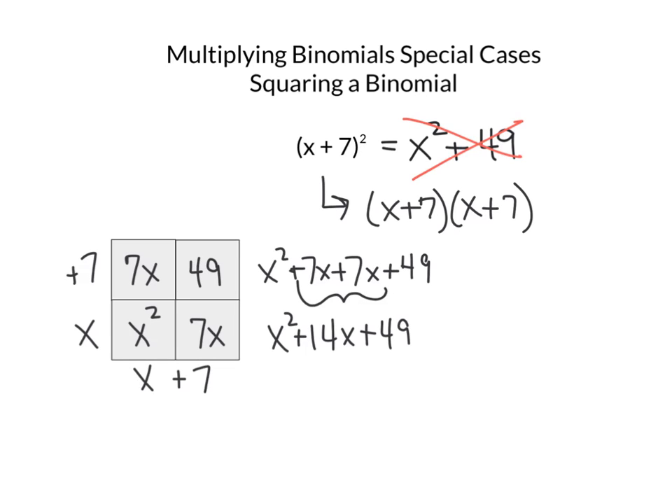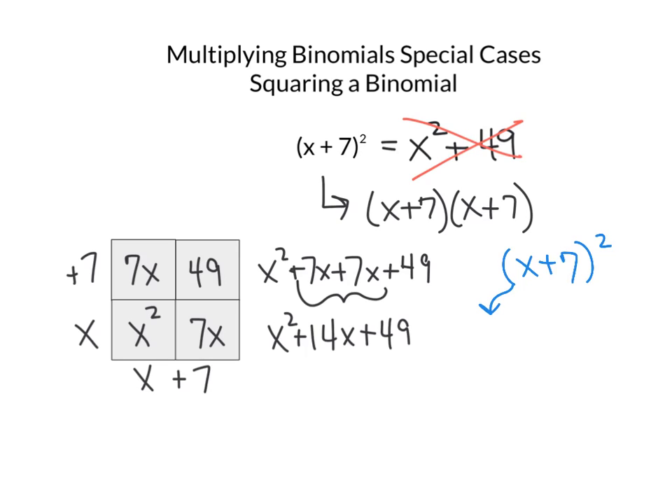So I'm going to show you a shortcut that you can use when you have this special case where you're squaring a binomial, meaning that you're multiplying the binomial times itself. So I'm going to go over here and I'm going to rewrite that original problem in blue. So x plus 7 squared. So here's what this shortcut will tell us.